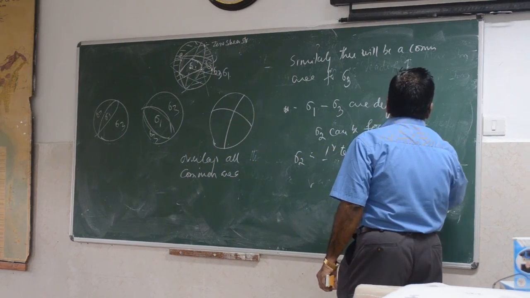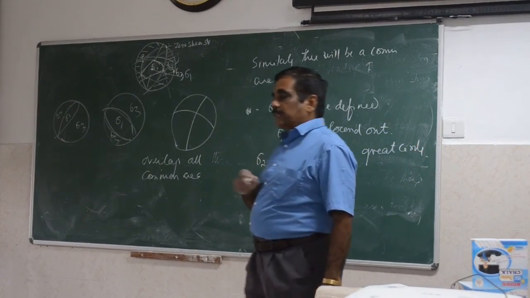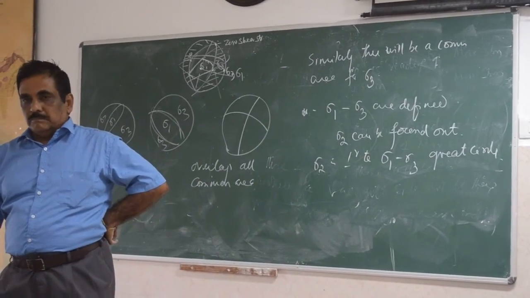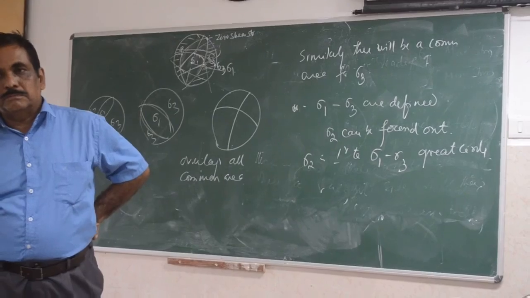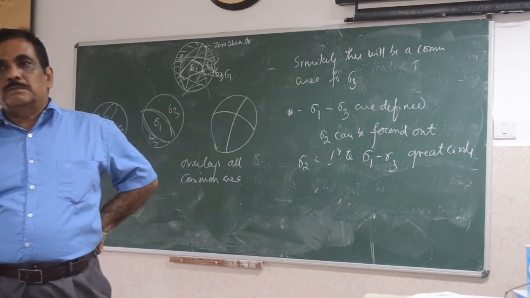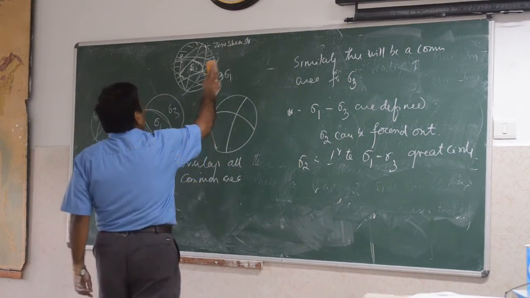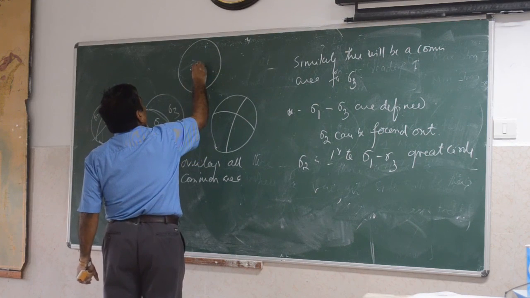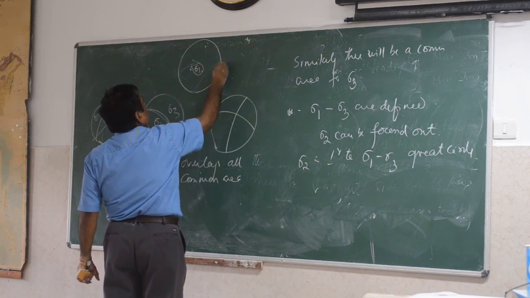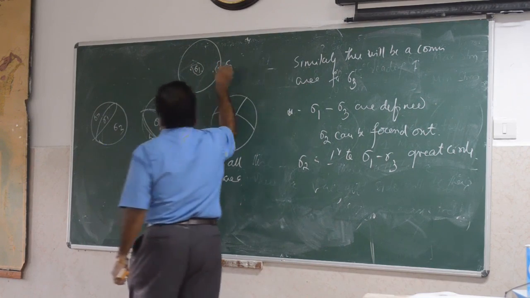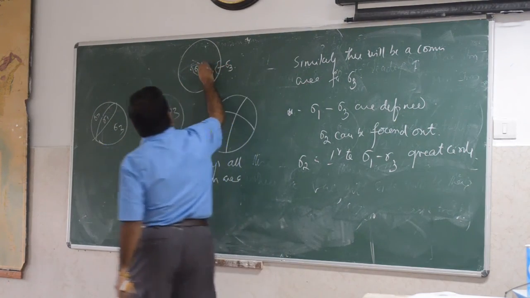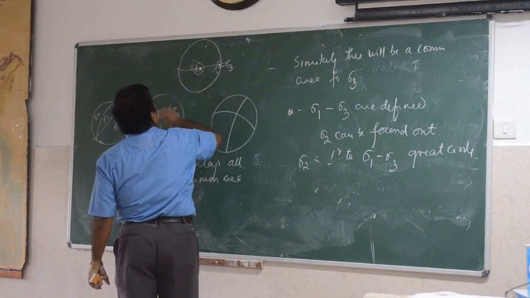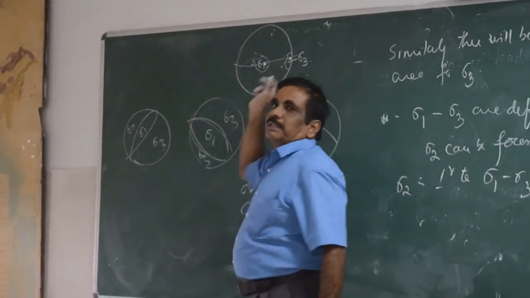Suppose like this, the diagram showed a small area here, which is sigma 1, and here is a small area where you take sigma 2. So the central point, you just take a point here, take a point here, and join them. So this is the great circle joining sigma 1 and sigma 2.